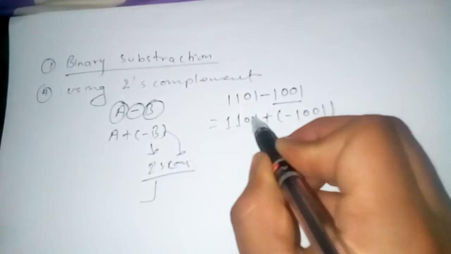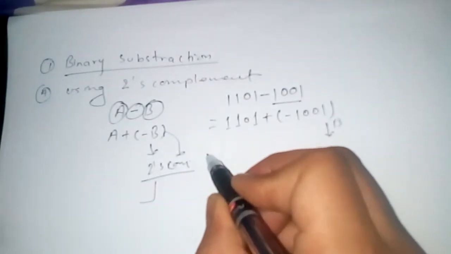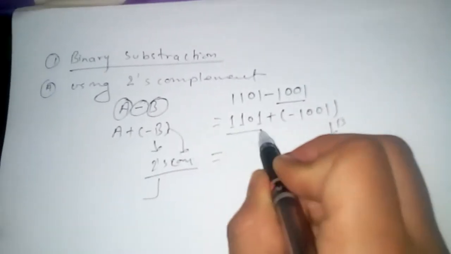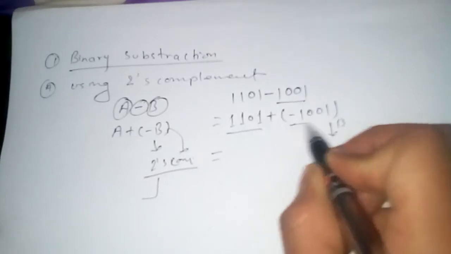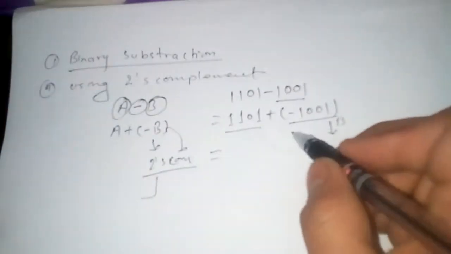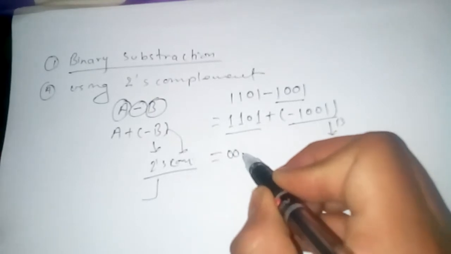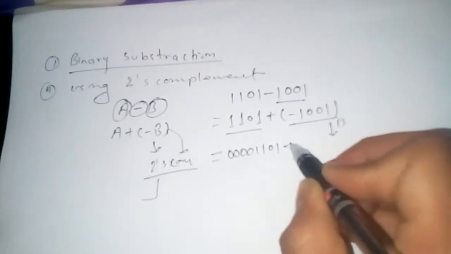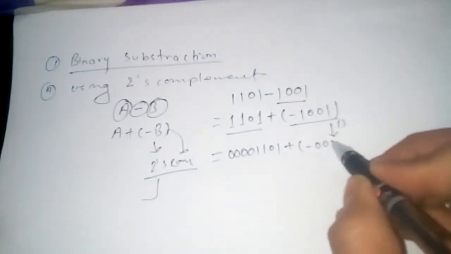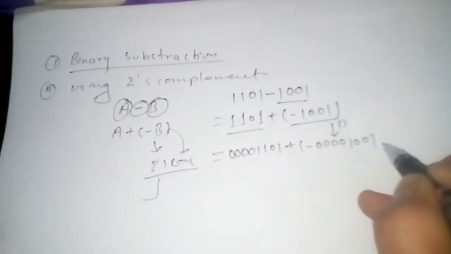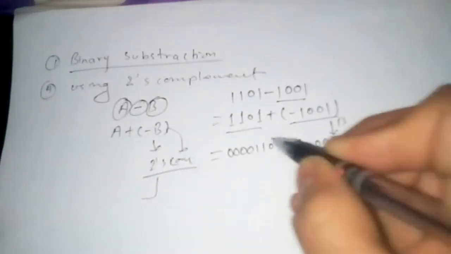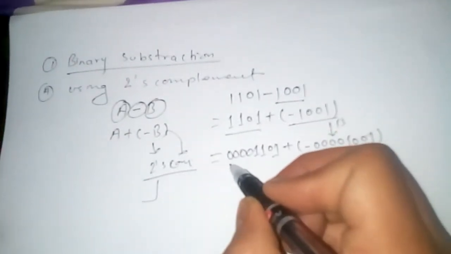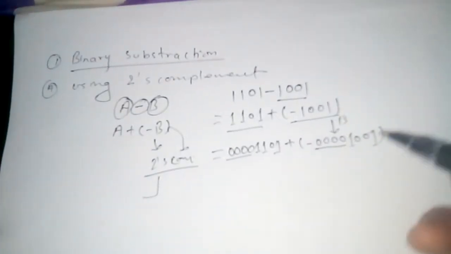One thing is to be remembered here. While we're doing binary subtraction using 2's complement, it is better to convert these digits, 4 bit or any bits number, into an 8 bit number. It will give an accurate answer while doing subtraction. Okay, we can simply add the zeros before the digits. We can add the number of zeros easily.